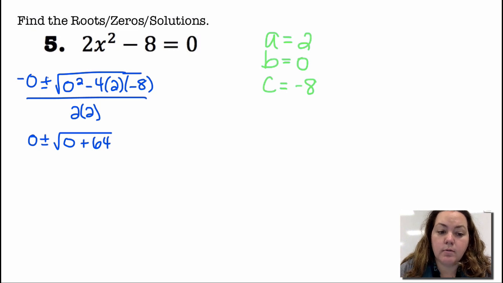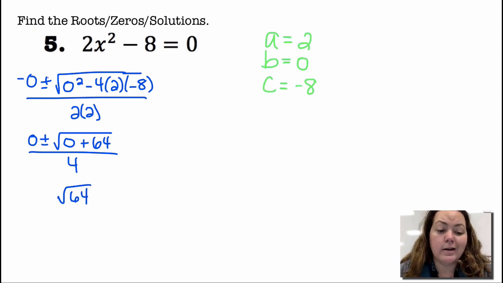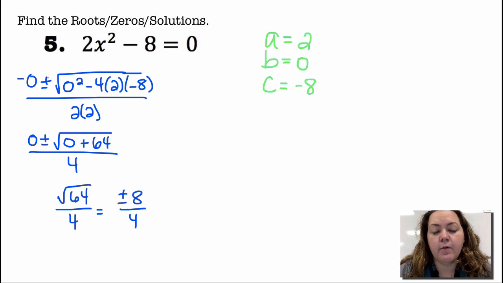0 squared is 0. Negative 4 times 2 is negative 8. Negative 8 times negative 8 is positive 64. So I get 0 plus or minus the square root of 0 plus 64. 0 plus 64 is 64. I could have 0 plus that, 0 minus that. It's still going to be the square root of 64 over 4. Well, the square root of 64 is positive and negative 8. Remember that you always have a positive and negative when you take the square root, because 8 times 8 makes 64, and negative 8 times negative 8 also makes 64. So my answer, 8 divided by 4 is 2, so my answer is positive and negative 2.